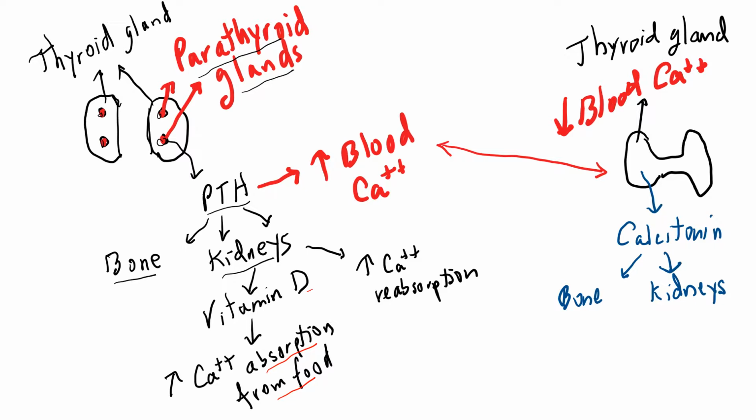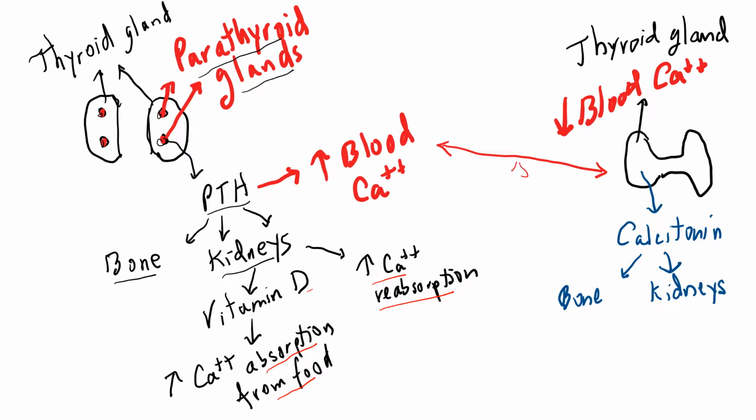PTH also affects the kidneys by increasing calcium reabsorption back into the blood. So the calcium that is being filtered out of the blood by the kidneys will be put back into the blood in the process called calcium reabsorption. All three effects will have an end result of increasing blood calcium levels.